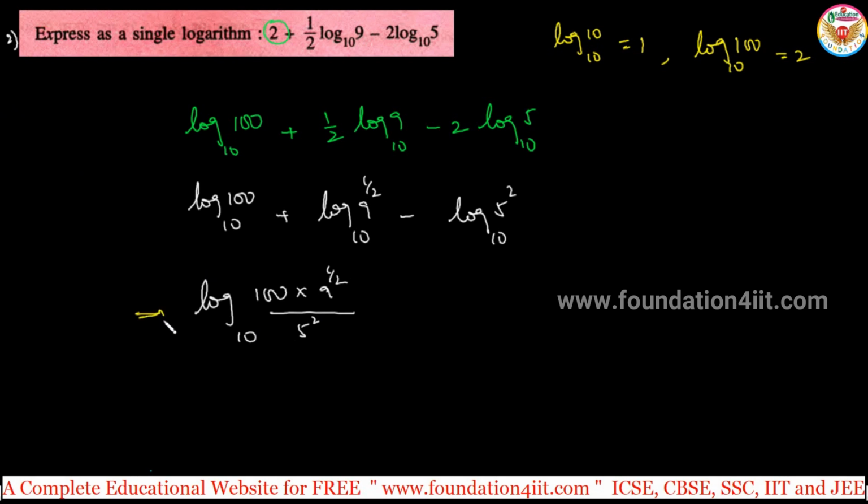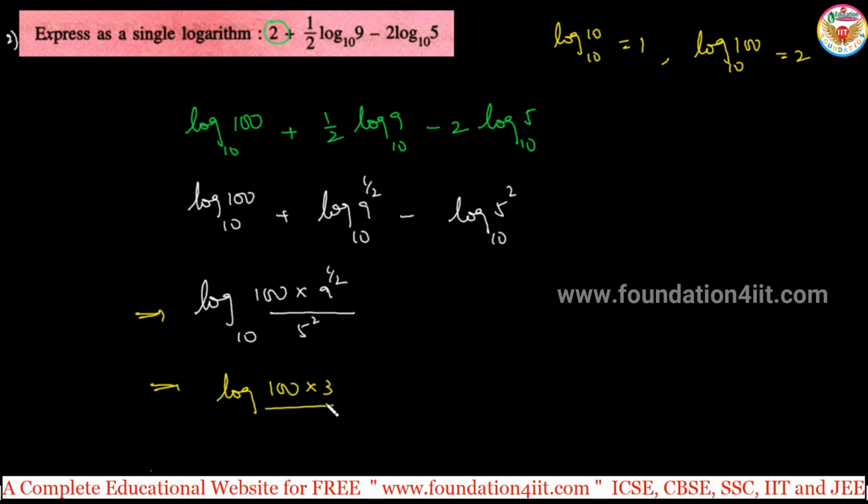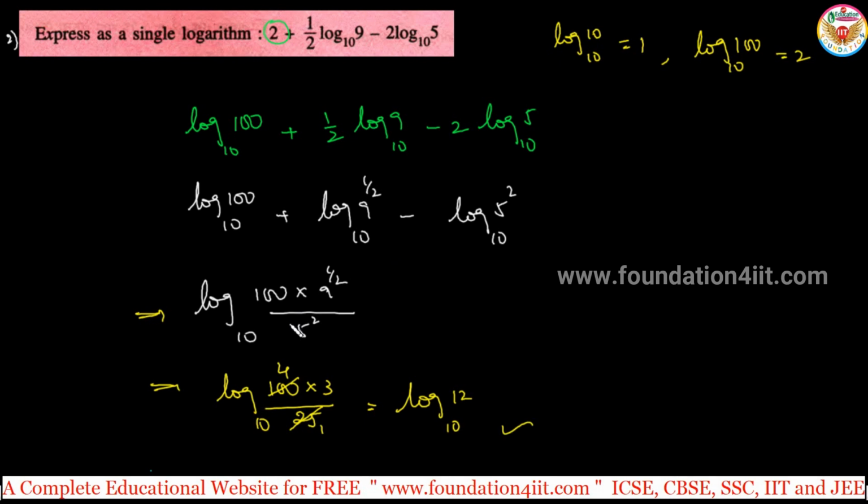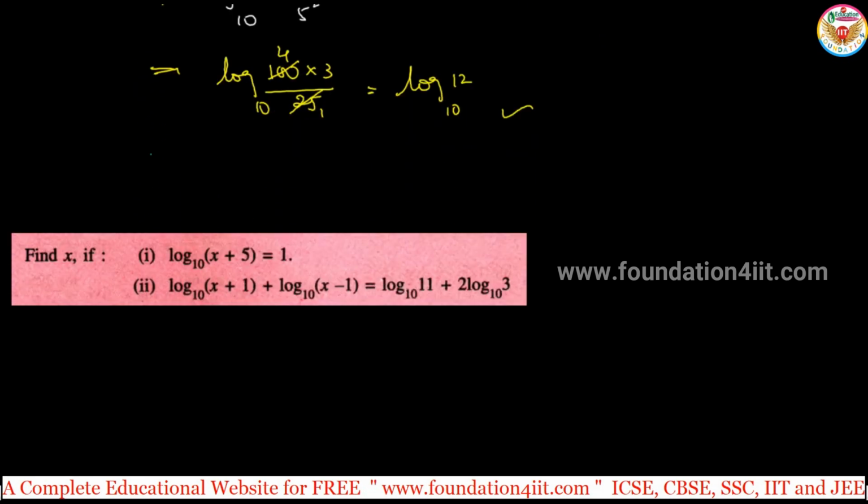This we have to simplify. So log of 100 into 9 power 1 by 2, which is 3, over 5 square, which is 25, to the base 10. So 25 into 4... 4 times 3 is 12. So log 12 to the base 10. So this is in single logarithm. Right, the same product rule, quotient rule and power rule only are applied. Plus is the product rule, minus is the quotient rule, again division, and then the power rule, you can apply to make it a single term.